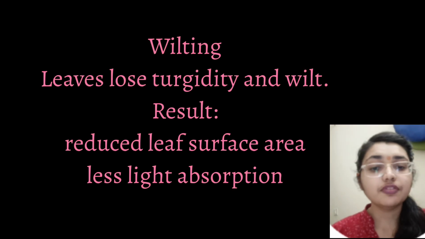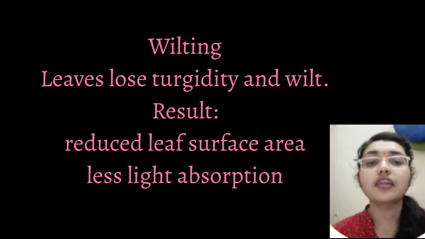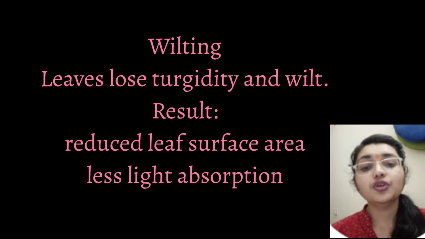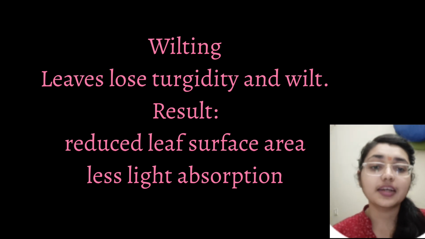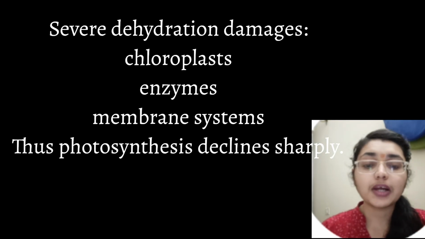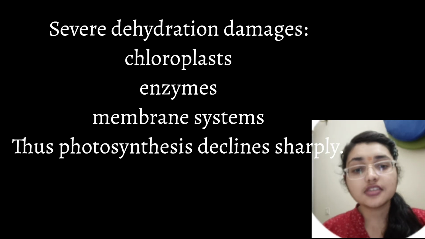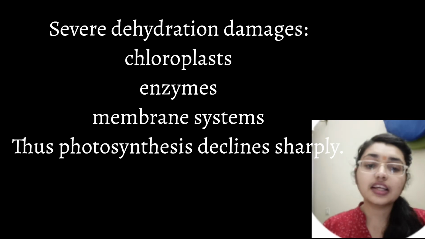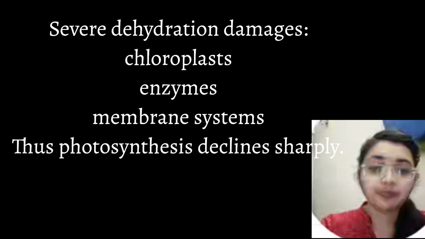Wilting: leaves lose turgidity and wilt, which results in reduced leaf surface area and less light absorption. Metabolic disturbance: severe dehydration damages the chloroplast, enzymes, and membrane system. Thus, photosynthesis declines sharply.